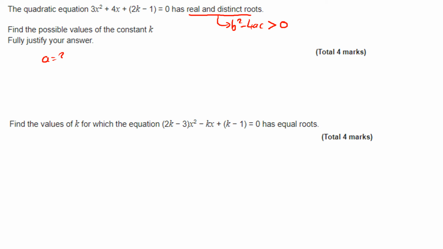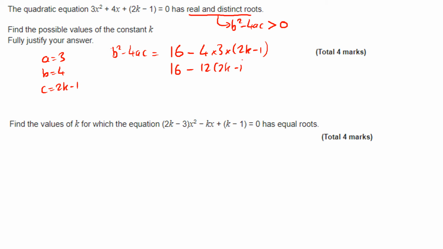So again, we're going to say a is 3, b is 4, and c is 2k minus 1. Yeah, that's fine because it's equal to 0. Sub that all in, we'll get that b squared minus 4ac is equal to 16, minus 12 lots of 2k minus 1. And just be careful here, we're doing 12 times 2k and minus 12 times minus 1, that will be a plus 12 at the end there. So overall, that would give us 28 minus 24k.